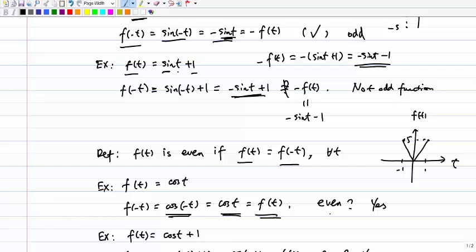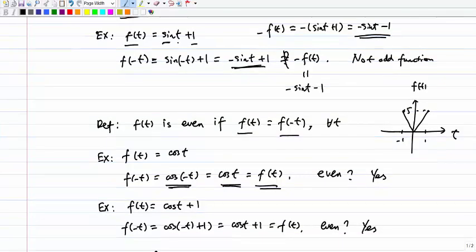So this is even. So what if f(t) is equal to cosine t plus 1? Okay, so here we do the same thing. We just have to verify if f(-t) is equal to f(t), right? So f(-t) is cosine of negative t plus 1. Cosine of negative t is just cosine t, so cosine t plus 1 is the same as the previous one, which is equal to f(t), right? Which means yes, it's still even.